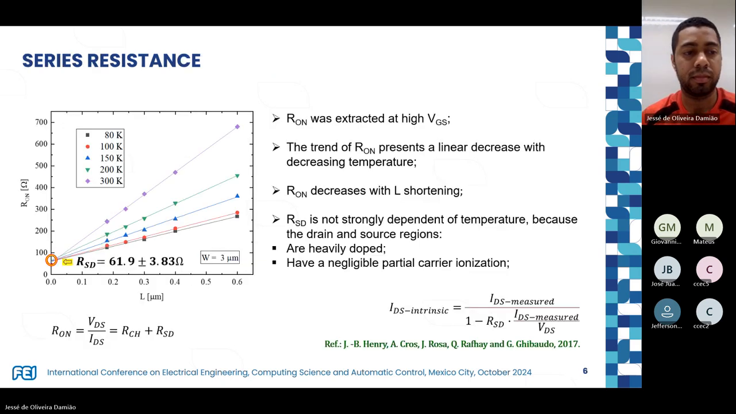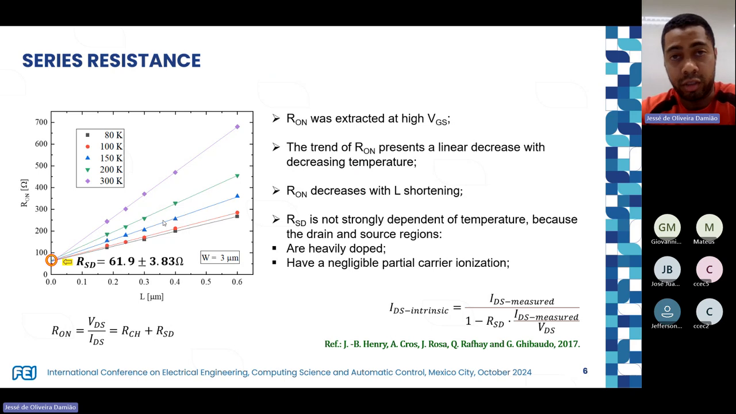Well, I will start talking about the series resistance. First of all, the on resistance, the total resistance, is presented in this figure as a function of the channel length for all temperatures. You can observe the trend: this parameter decreases with channel length shortening. And you can assert that the on resistance is higher for higher temperatures.